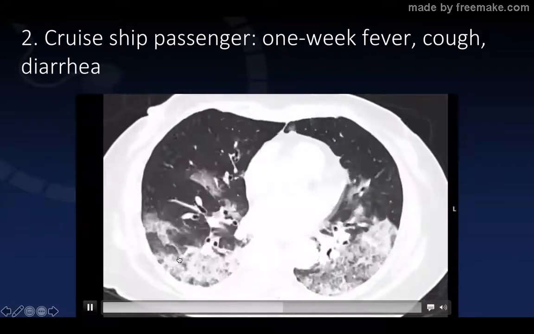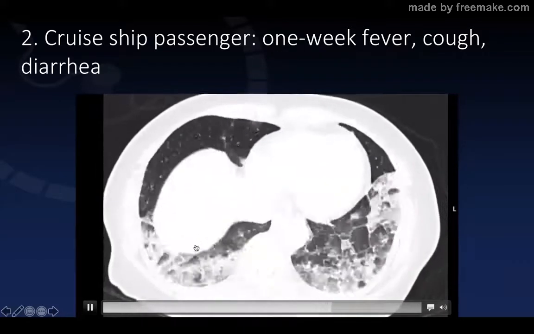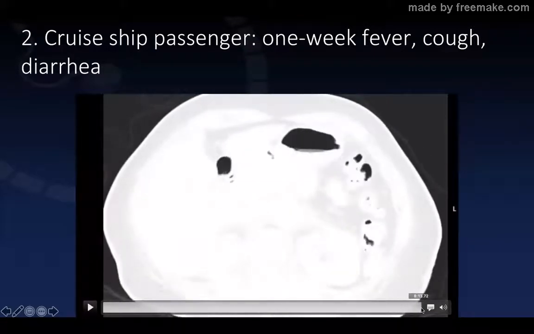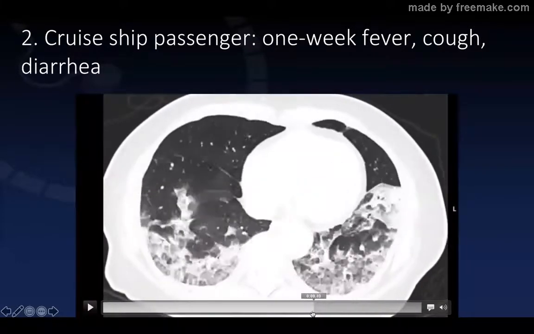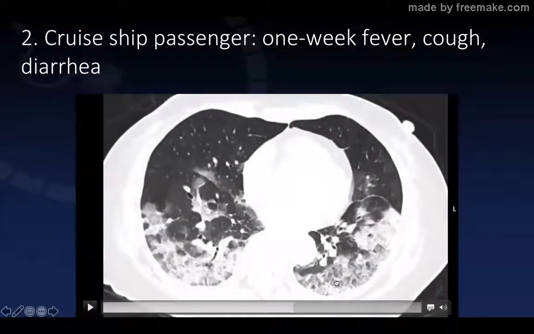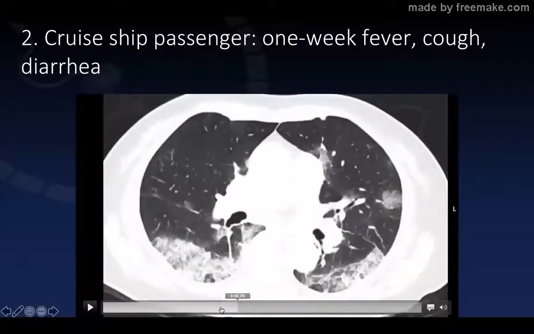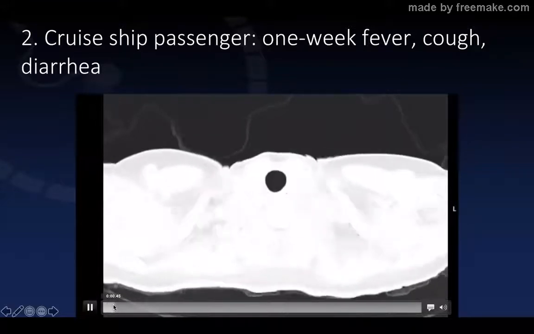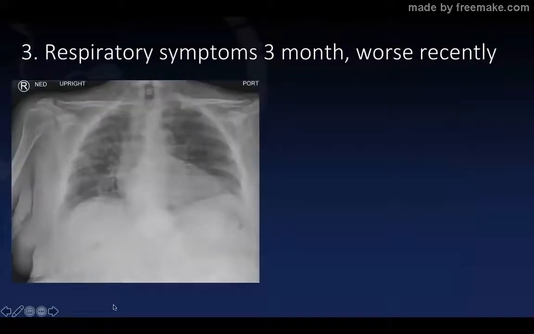in this case, more consolidated opacities. And as we get toward the lung bases here, you can actually see crazy paving, the so-called sign for a combination of ground glass and inter- and intralobular septal thickening, most evident here in the dependent aspect of the left lower lobe. Okay. Next patient. This is a more confusing case because of the history.